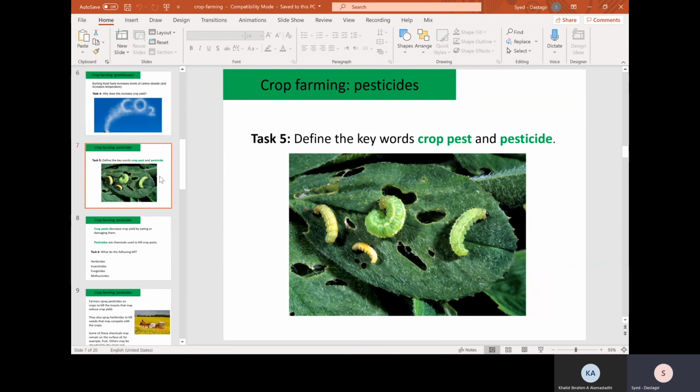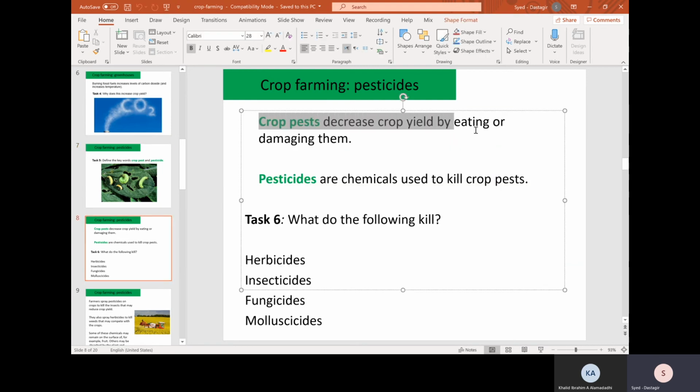Okay, now moving on, defining the keywords crop pest and pesticide. So a pest is something that damages your crops. As you can see, it can be insects, it can be another plant, etc. A pesticide is something that kills the pest. So a crop pest decreases crop yield by eating or damaging the crops. Pesticides are chemicals used to kill the pests.